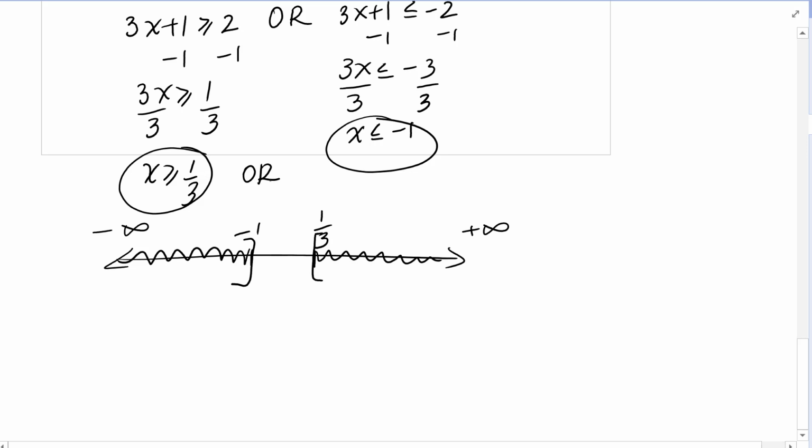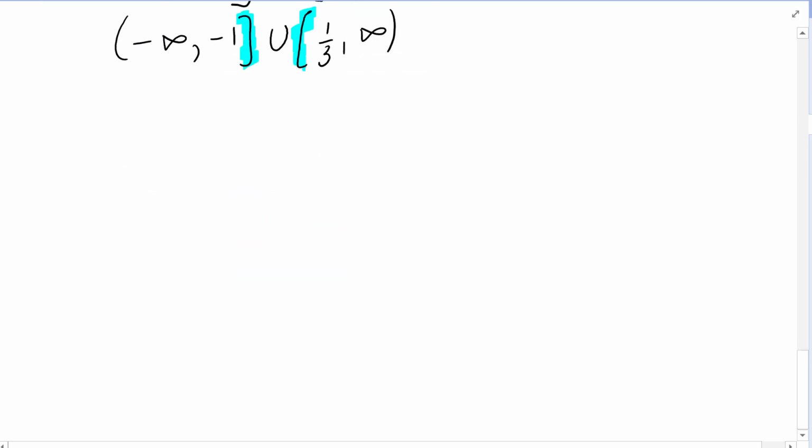So the answer is, because it's or, remember when we were doing compound inequalities, we copy all the shaded regions, so it's negative infinity, negative 1, union 1/3, infinity. We have brackets because of these inequality signs that include equal to. Okay, and let's do a couple more.